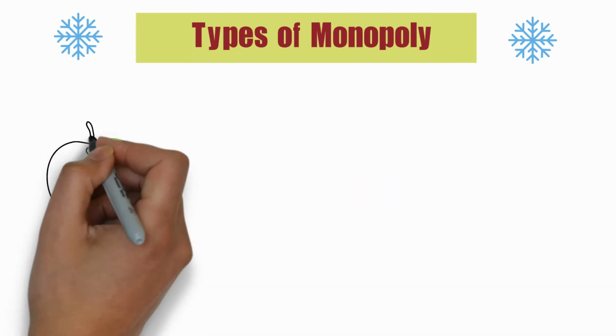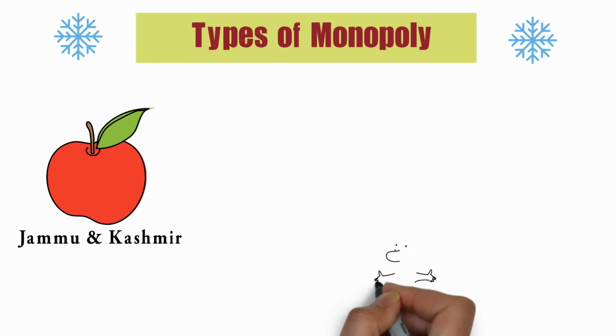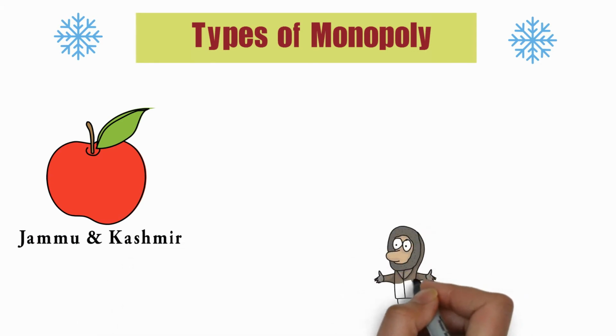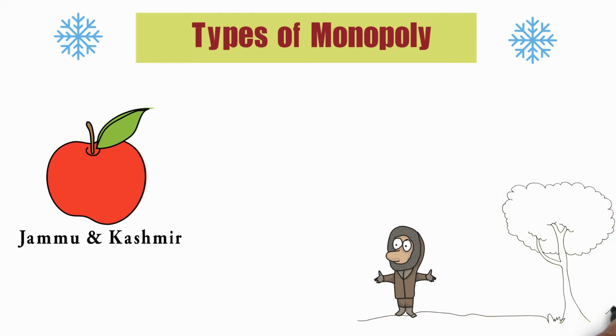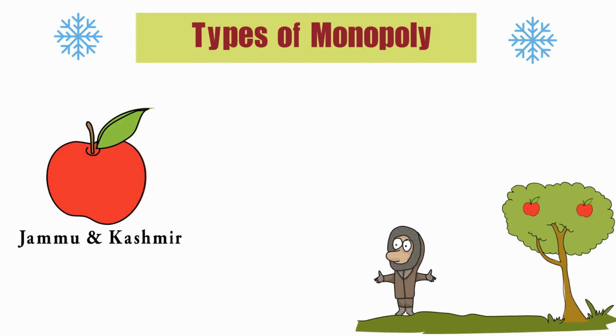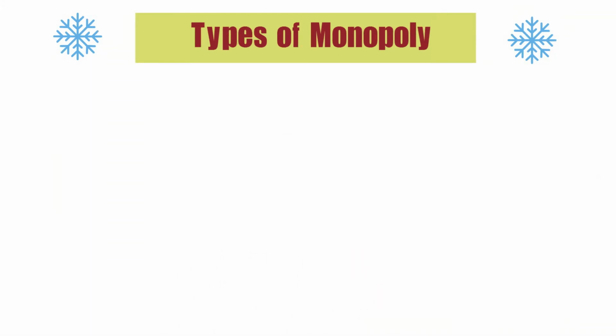We all know that apples in India are grown in the state of Jammu and Kashmir. This is because it has the climatic conditions to support the growth of apples. Such monopoly, which is created because of geographical benefit or climatic conditions, is called natural monopoly.